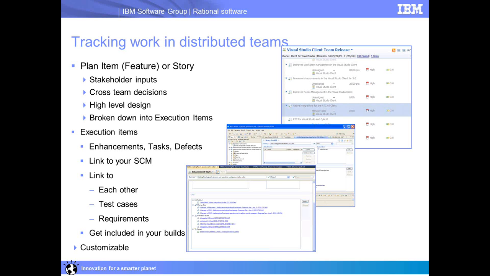Like I said, we don't have any dead ends, right? It's almost a circular thing. So from a build, you can very easily see what all features and defect fixes went into the build. And work items are totally customizable. We talked about that a little bit.